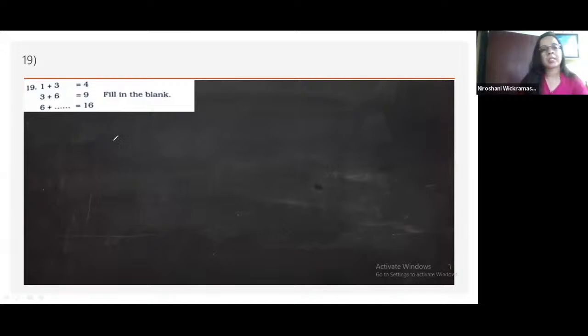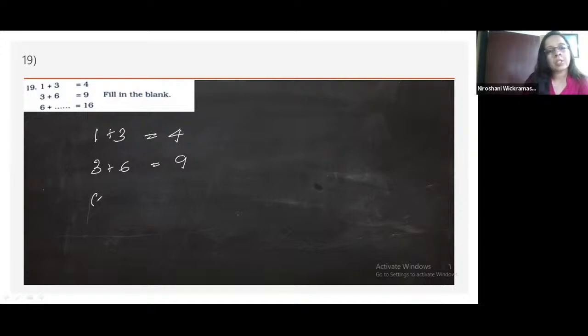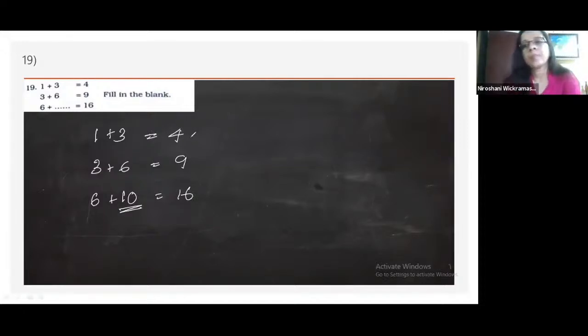Fill in the blanks. 1 plus 3 equals 4. 3 plus 6 equals 9. Then what can we see here? It is for getting the square numbers, right? So 3, 6, then next on 6, to get 16 we add 10. To get 16, the blank needs the 10 here. Finish it.